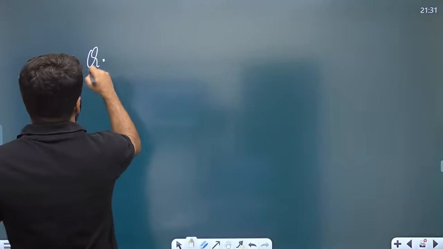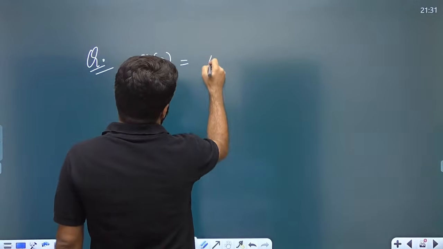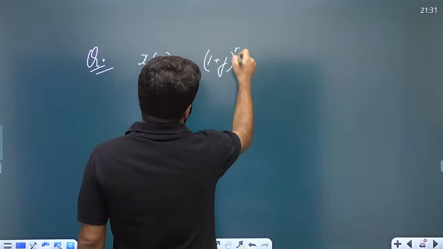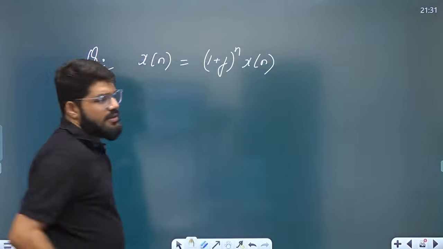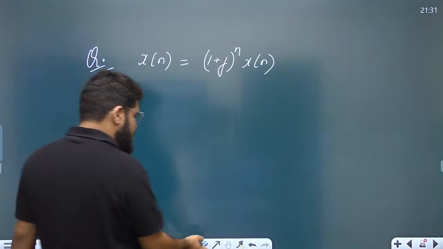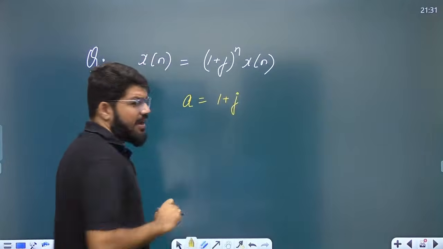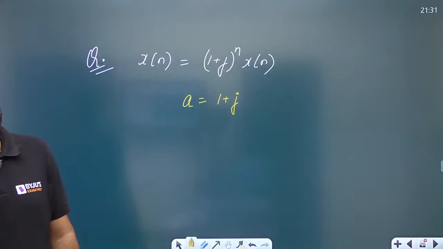Suppose I want to discuss a question, students: what is the Z transform of (1 plus j) raised to the power n times x[n]? Can we find the Z transform of this? So the value of a is 1 plus j. No problem. I told you a may be positive, negative, or complex.